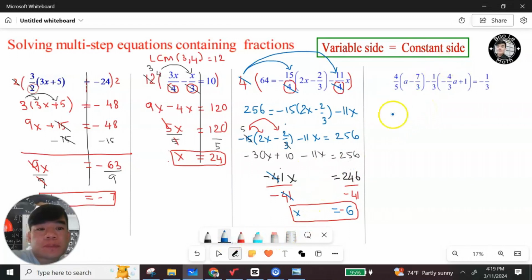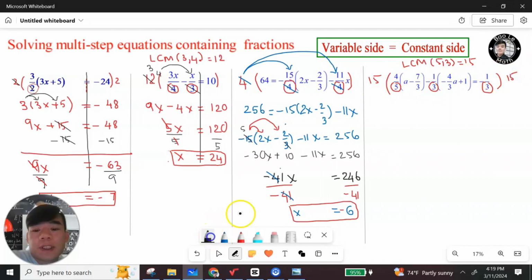Now, let's move on to the last problem. You look at this one. You see that the denominators are 5, 3, and 3. Don't look at the one inside the parentheses. So the LCM of 5 and 3 is 15. So you multiply both sides by 15. 15 times 4 over 5: the 15 and 5 cancel out, you have 3 left, and 3 times 4 is 12. So you have 12 times (a minus 7 over 3). Same thing: 15 divided by 3 is 5 left. 5 times negative 1 is negative 5 times (4 over 3 a plus 1). Now the 15 and 3 cancel out, you have 5 left, and 5 times negative 1 is negative 5.